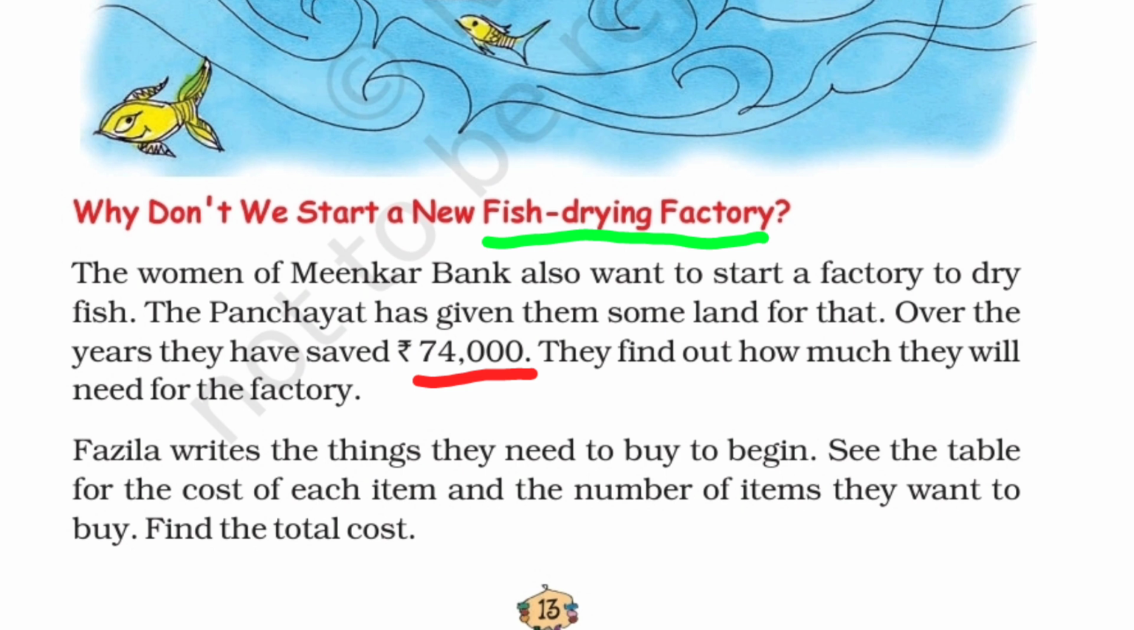So they have 74,000 money in hand. Now they want to know how much money is needed for the factory. Fazila writes the things they need to buy to begin the factory. See the table for the cost of each item and the number of items they want to buy. Find the cost. So Fazila has put a chart to find out how much money is going to be needed to buy this dry fish factory. So let's calculate and find out the amount.